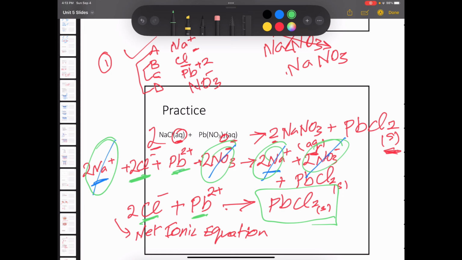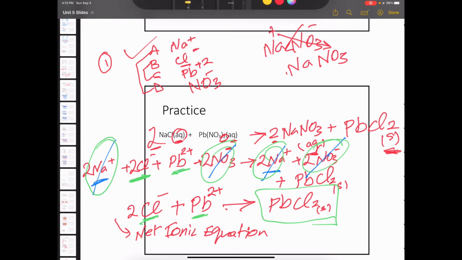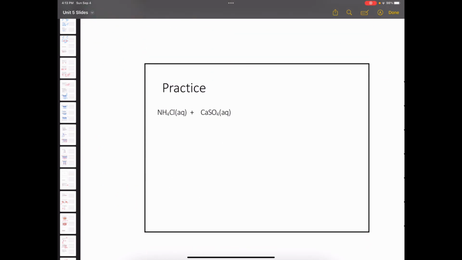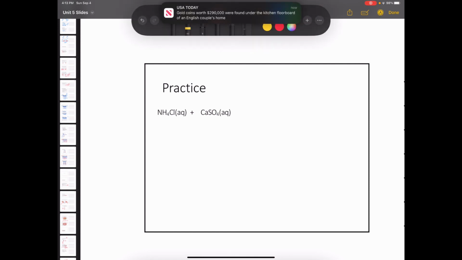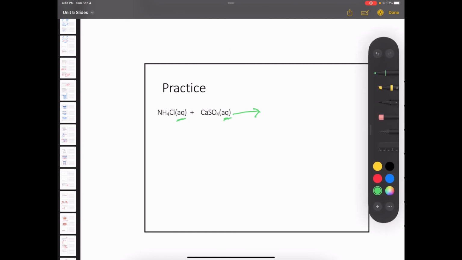Let's try another example. So now we have ammonium chloride. Here's my arrow. All right, green. Let it be green. Here's my ammonium chloride and calcium sulfate. Both are aqueous, but first thing first, what I need to do is I need to label my A, B, C, and D. So that's my number 1.